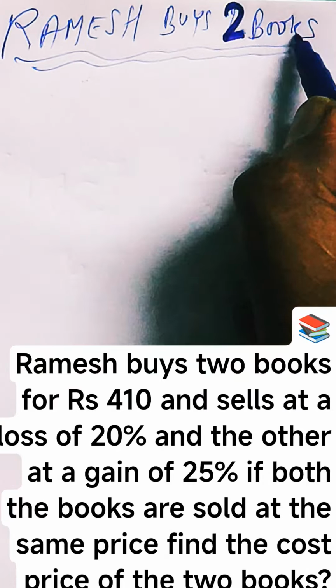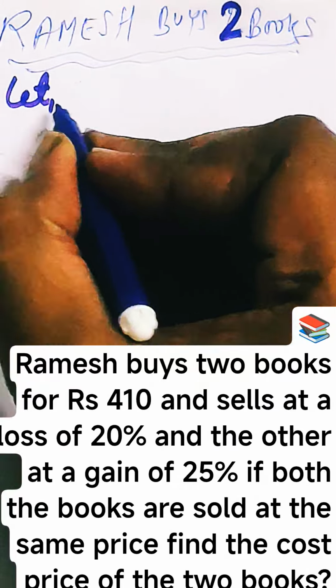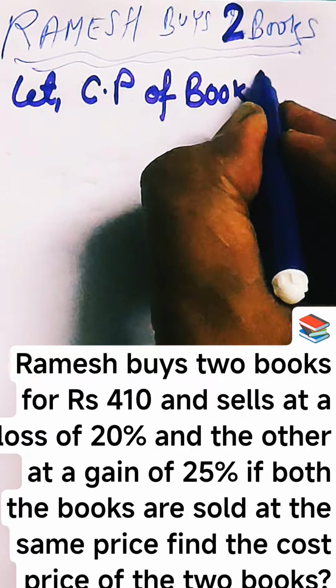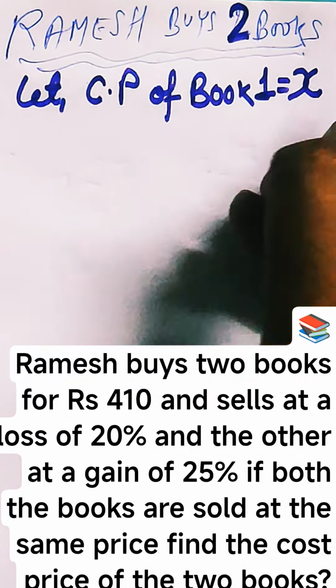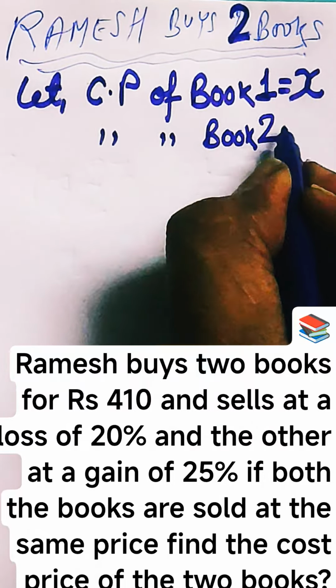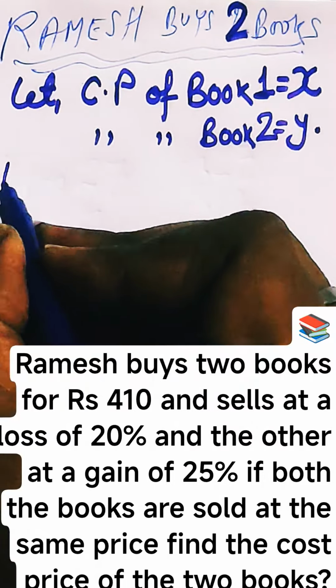In this question, Ramesh buys two books and both of these books cost rupees 410, right? And sells one at a loss of 20% and the other at a gain of 25%. If both the books are sold at the same price, find the cost price of the two books.